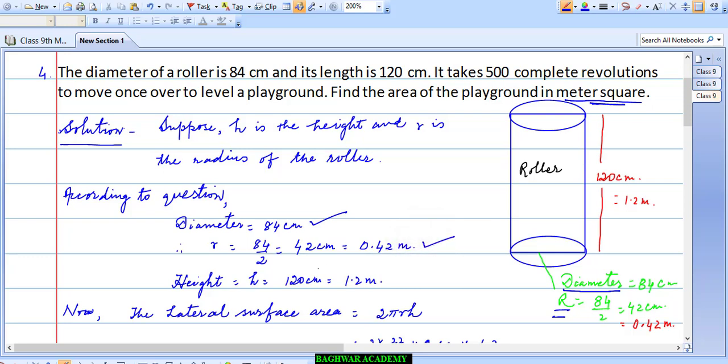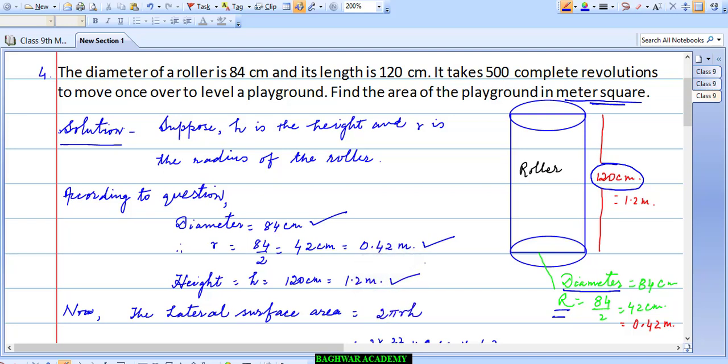Now the height, see how the height has been given: 120 centimeter. Again this 120 is required to be divided by 100. So we will get 1.2 meter. So we have got the height as 1.2 meter.